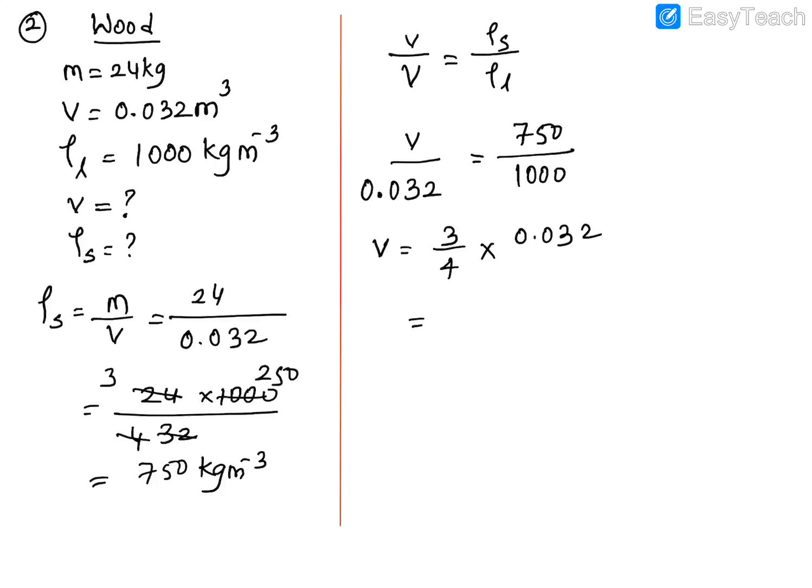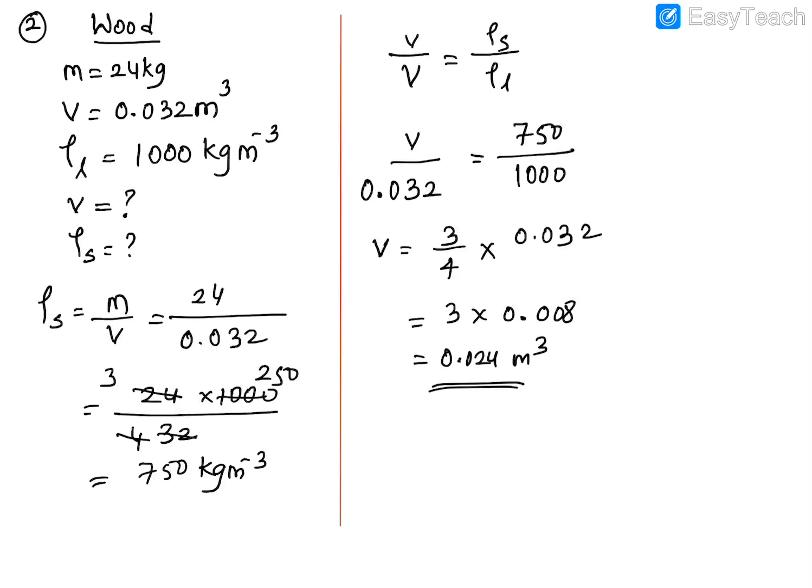Now what does this become? So 3 into 0.032 divided by 4: 0.032 by 4 is 0.008, right? So it'll be 3 times 0.008, which is 0.024. So the answer will be 0.024 meter cube. So that's the volume of the solid which will be submerged.